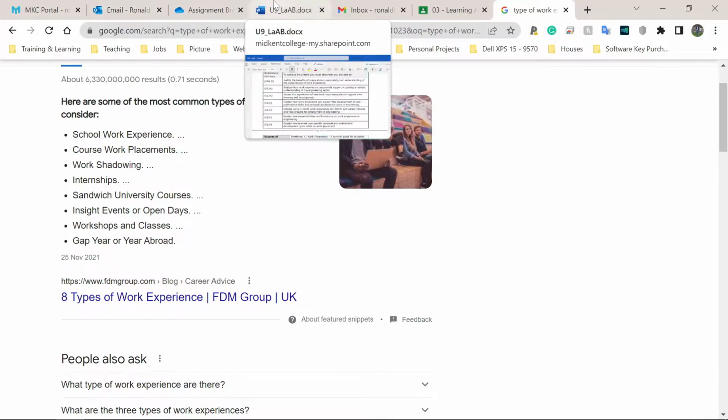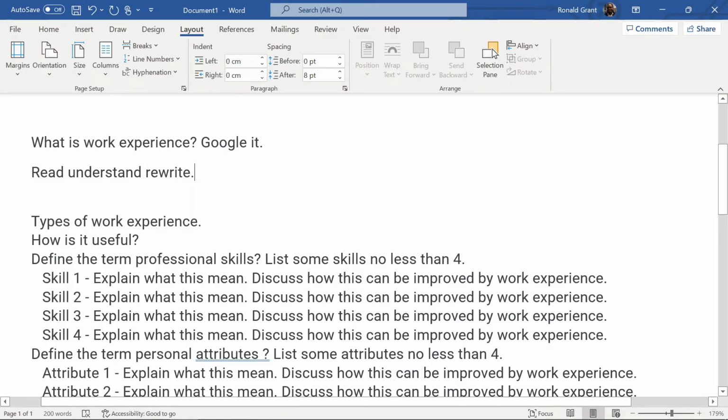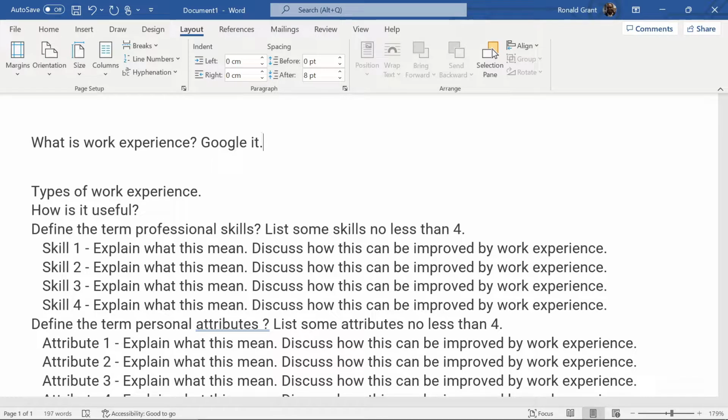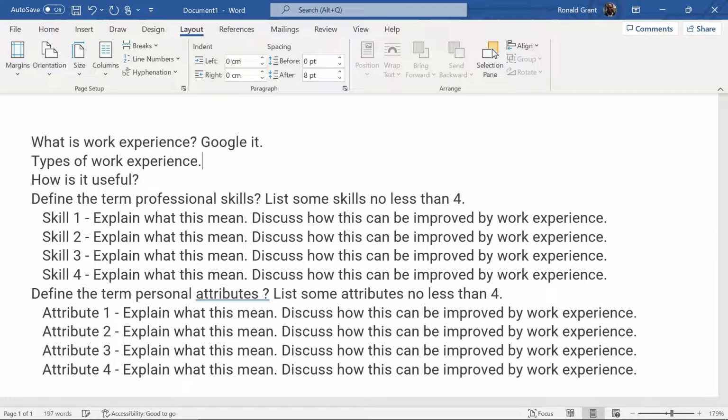So the very first thing you would have in your document, let me just go back to my Word document, is what is work experience? You give a nice sentence or two definition on what that is. And immediately under that, you're going to have the types of work experience. Again, you list maybe 3, 4, 5 different types of work experience. And then you simply say, why is work experience useful? Give a very, very simple example of why you think it's useful.